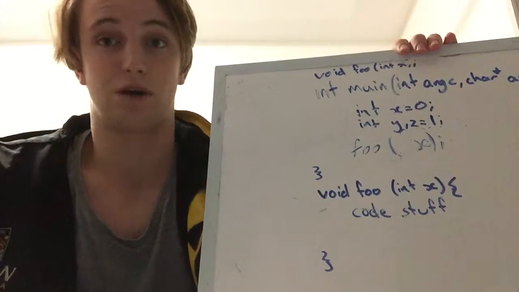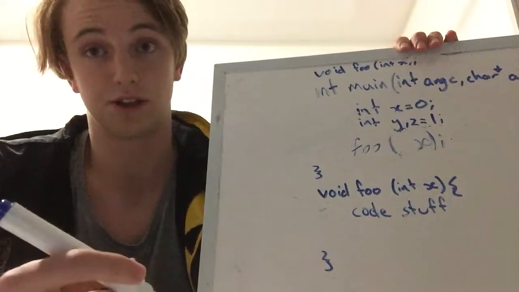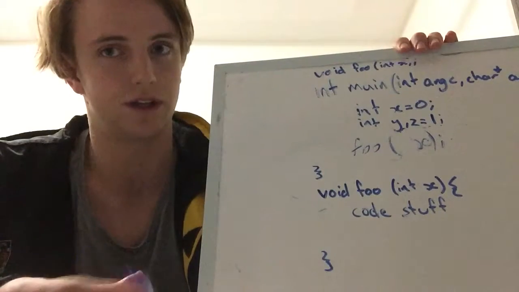So in summary, passing by reference gives a function access to the literal variable, whereas passing by value only gives it a copy.